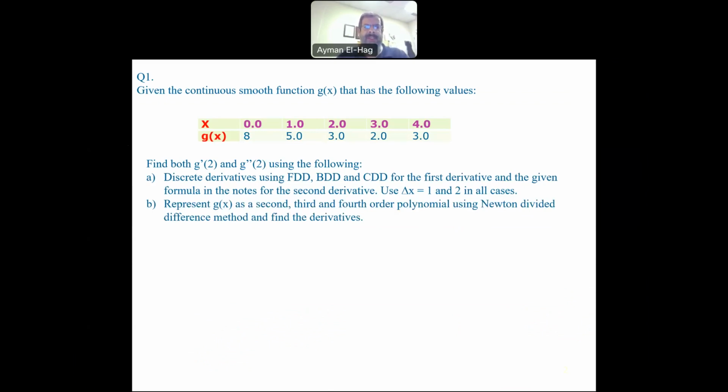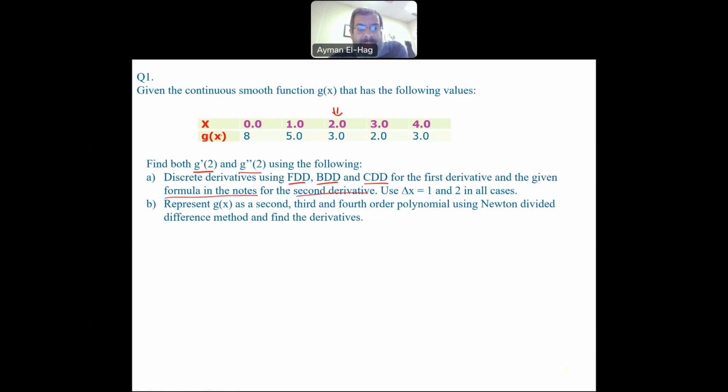The first question says that we are given x values and g of x, and we want to find the first derivative and the second derivative at point 2 using the FDD, the forward divided difference, the BDD, the backward divided difference, and the CDD, the central divided difference, for the first derivative. And the given formula in the notes, I will put a link for that, is for the second derivative. So there is a formula we used in the notes, okay? And find the second derivative at delta x equal to 1 and equal to 2.